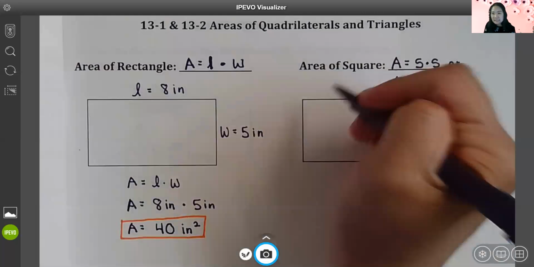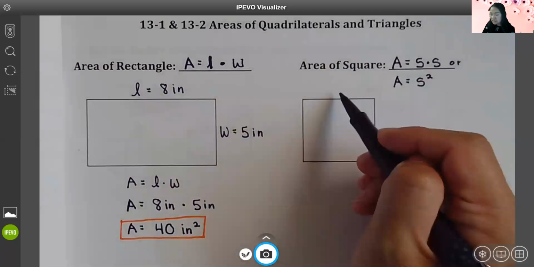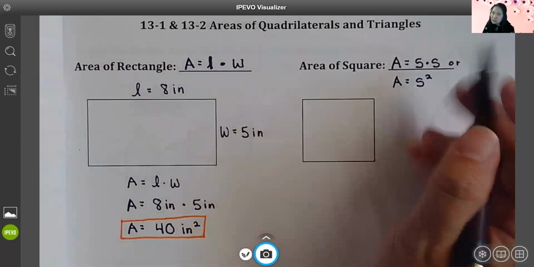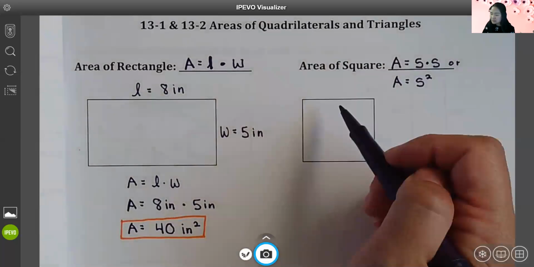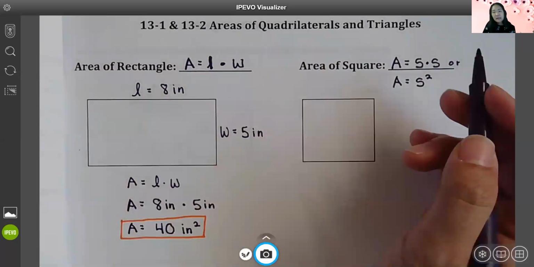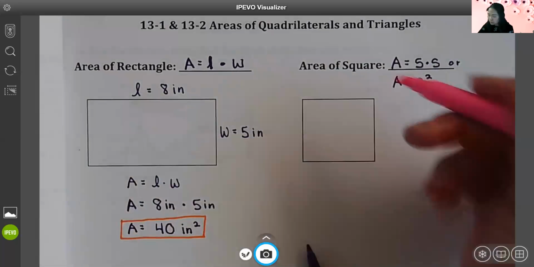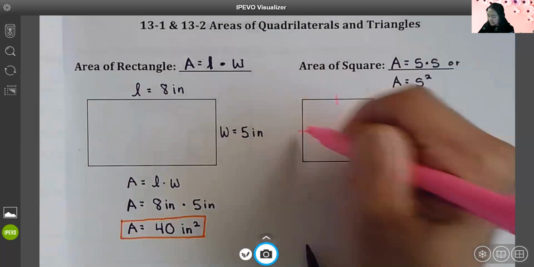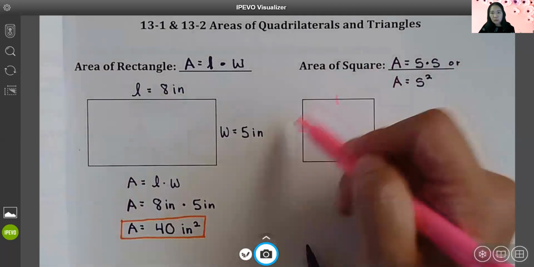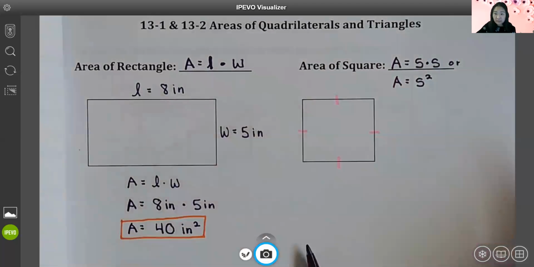So the reason, instead of using length and width, that you use the word side is this. You can think of area of a square as length times width as well. It works the same way, but you know how in a square all four sides are the same, so there's no reason for you to differentiate one as the length and one as the width. That's why we just call them all sides, because they all have the same measurement in a square, okay?